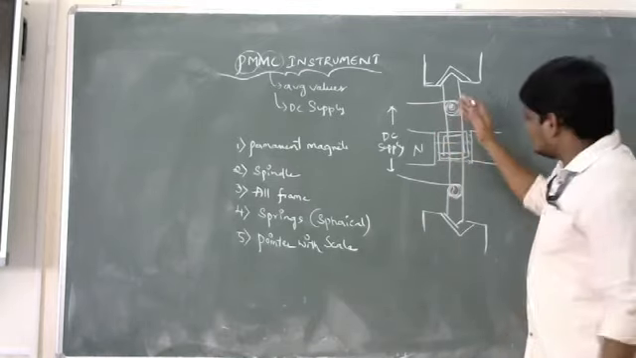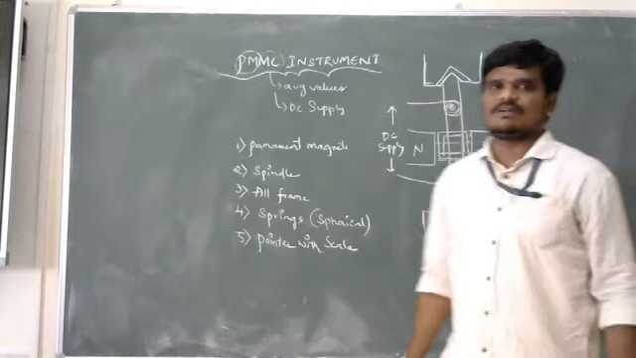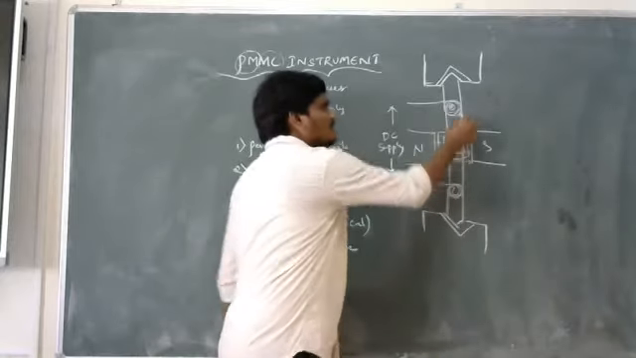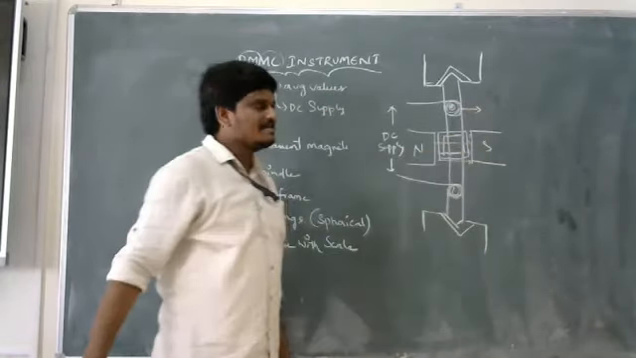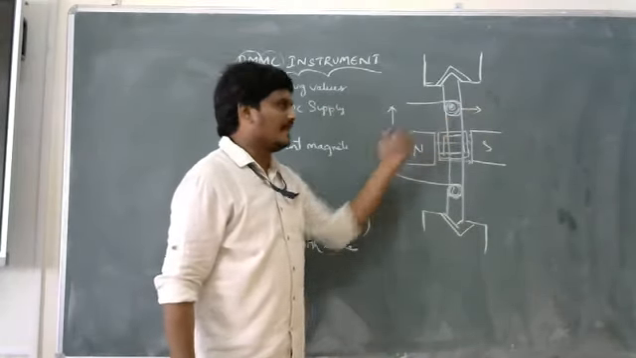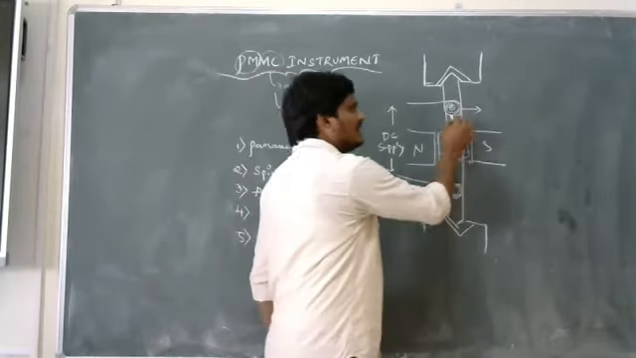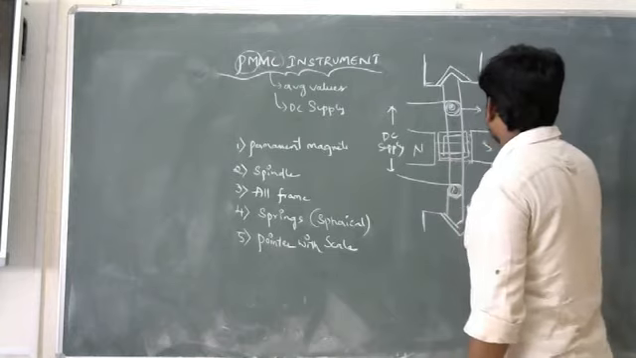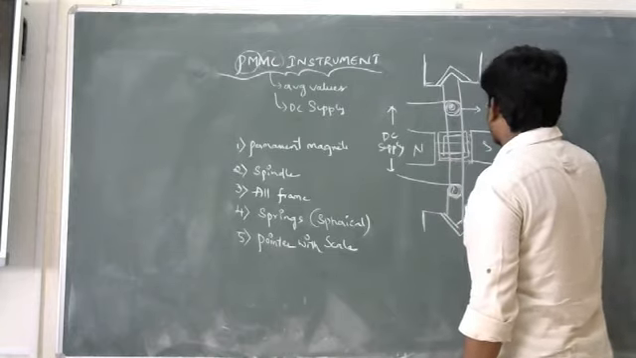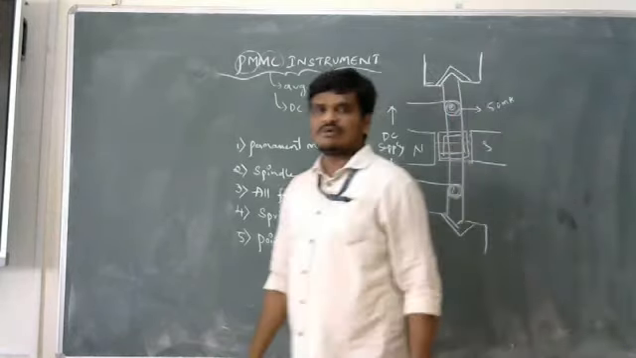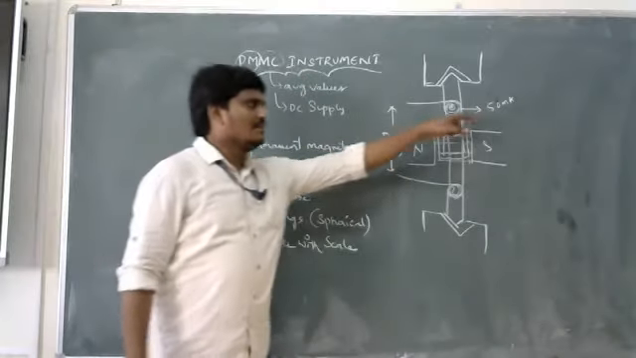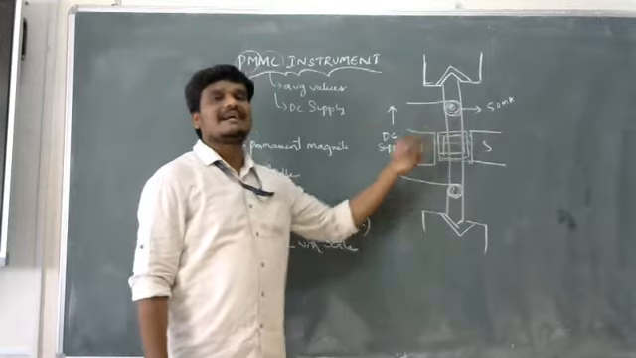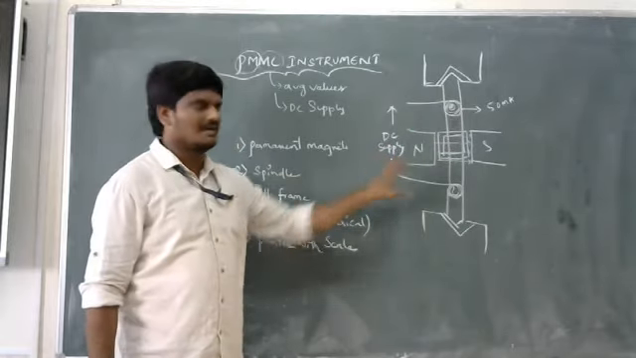The main thing is these springs are made up of phosphor bronze, and these springs are very brittle in nature. That is, they can easily break, because the withstanding capacity of the springs used in a PMMC instrument is only 50 milliamps. As the capacity of the springs is 50 milliamps, a high amount of current cannot be passed through them. They can break if I use more current here.